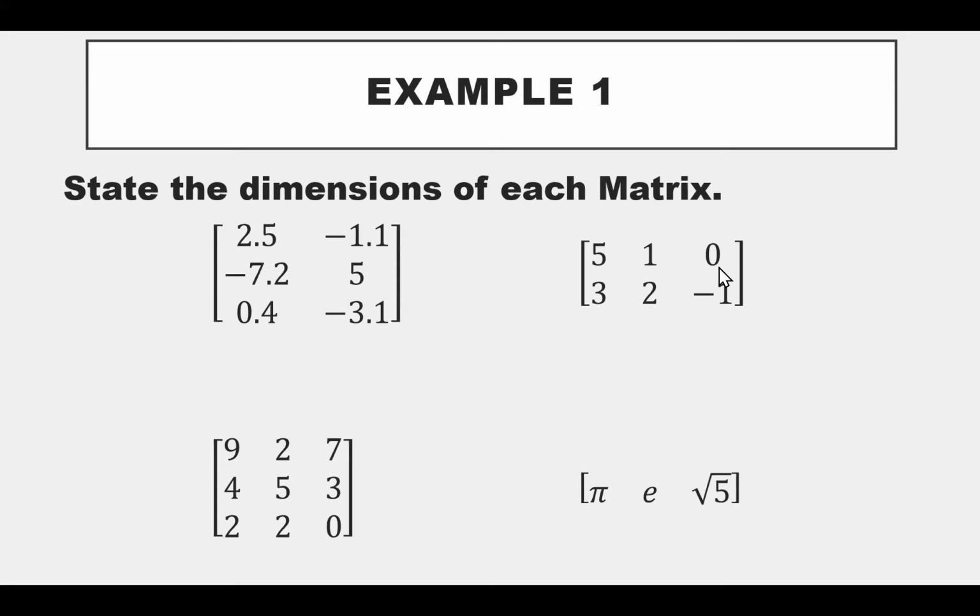In the upper right matrix, this matrix has 2 rows and 3 columns. So we say this is a 2 by 3 matrix because of that. This matrix in the lower left has 3 rows and also 3 columns. So it is a 3 by 3 matrix. This matrix has 1 row and 3 columns. So it's a 3 by 1 matrix.